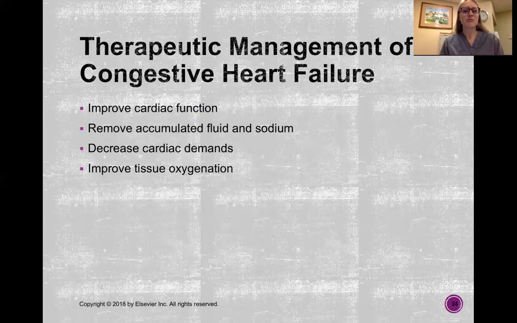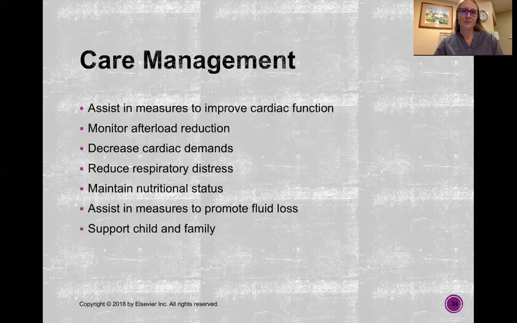And then we want to improve tissue oxygenation. And we're going to do this by utilizing O2, pretty much. We're just going to make sure that we have adequate O2 saturation and that we're supplementing if needed. When we look at congestive heart failure, and especially in children when it has to do with a congenital abnormality, we're going to want to move on surgery pretty quickly. That's going to give us the best outcome for those little ones.